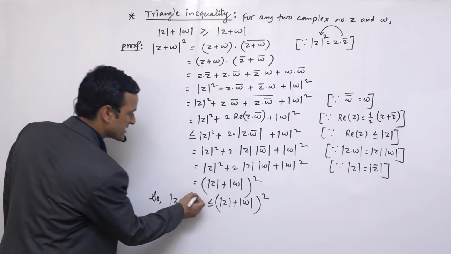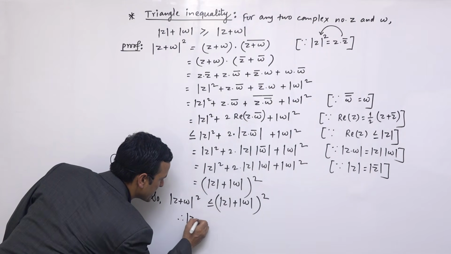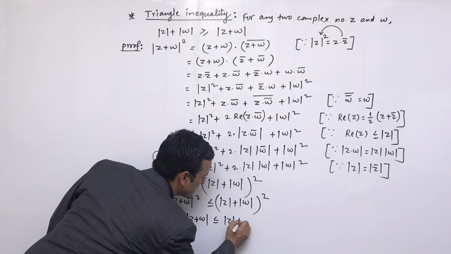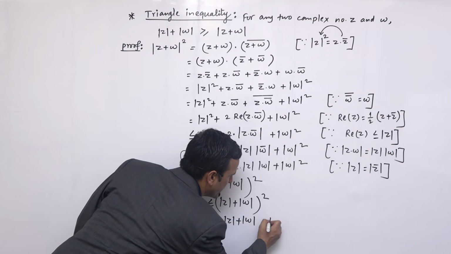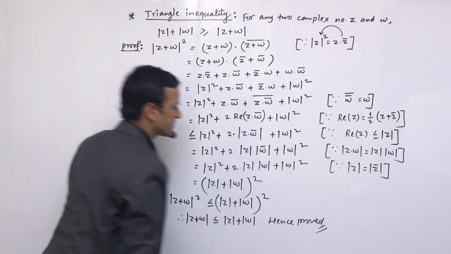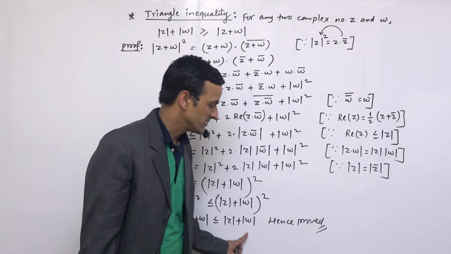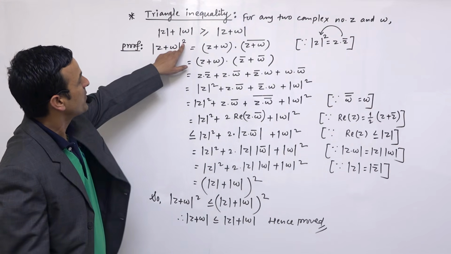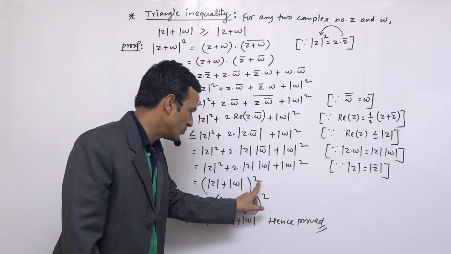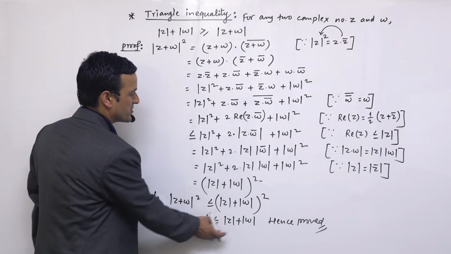If you cut down this square and this square, then we get modulus z plus w is less than or equal to modulus z plus modulus w. Hence proved. So in this way we can establish this relation here. So first of all we should write 2 and our result is also 2. So finally, removing this 2 and 2, our result comes.